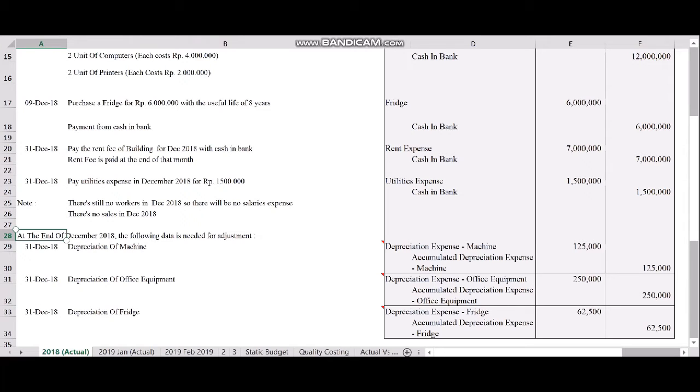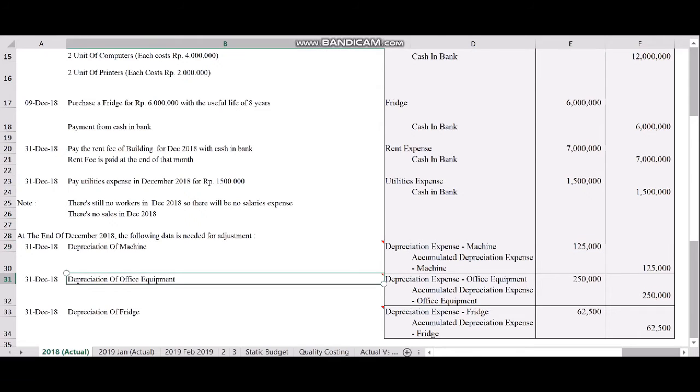At the end of December 2018, the following data is needed for adjustment. First, depreciation of machine. The journal entry is depreciation expense machine to accumulated depreciation expense machine for 125,000 from this calculation.